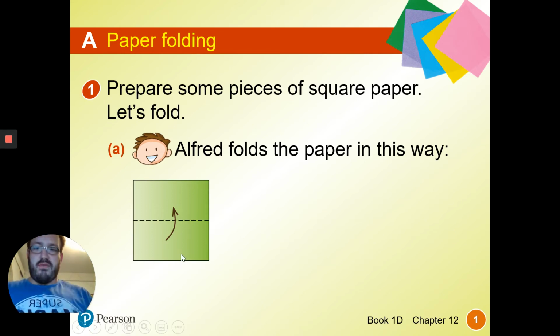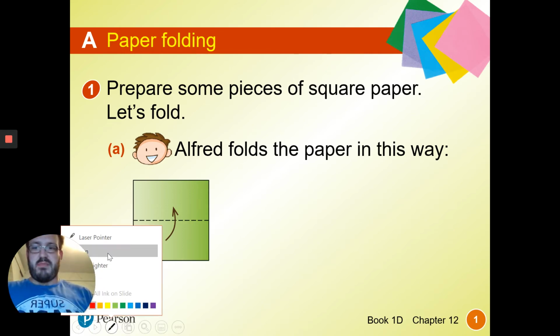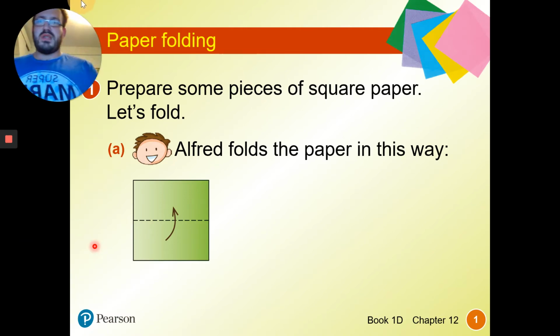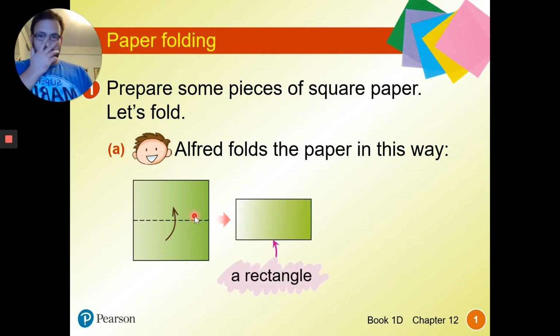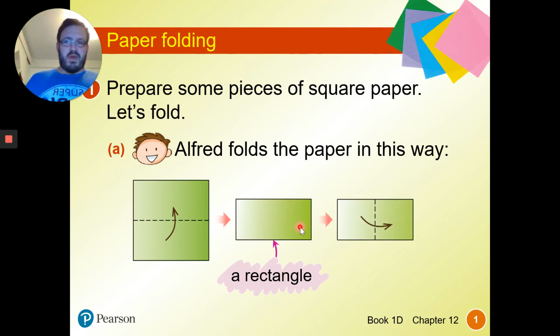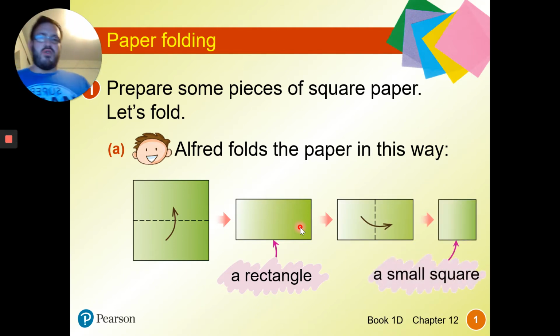So look at how Alfred folds this piece of paper. Okay, so he's got this green piece of paper and he's folding it in half. When he's folded this piece of paper in half, he has ended up with a rectangle. When he then folds this rectangle in half again, he ends up with a square. He's got a small square. So you can see that we've got 1, 2, 3, 4 small squares from this one piece of paper.